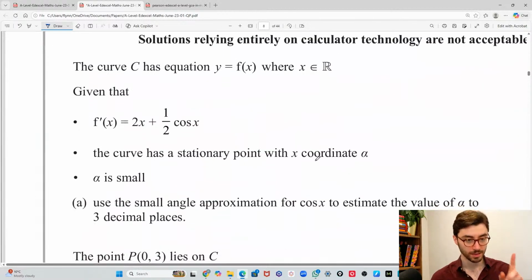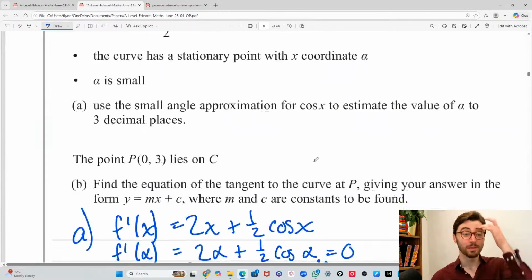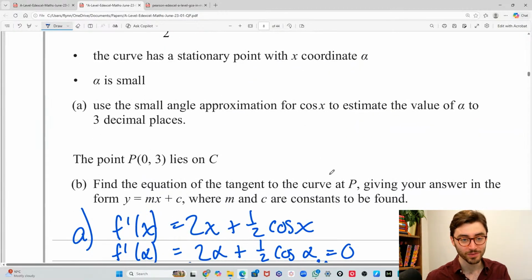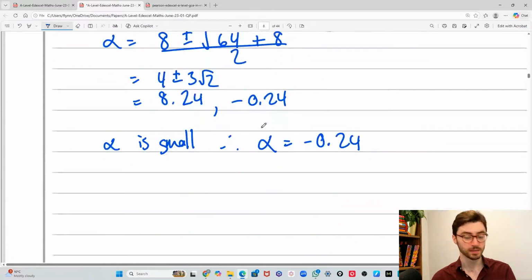Am I done? Because this is the problem if you're doing Edexcel. You can convince yourself you're done with the question just because you're done with the part. What I'm going to give is 3 decimal places. 2, 4, 3. Whoop. Okay.